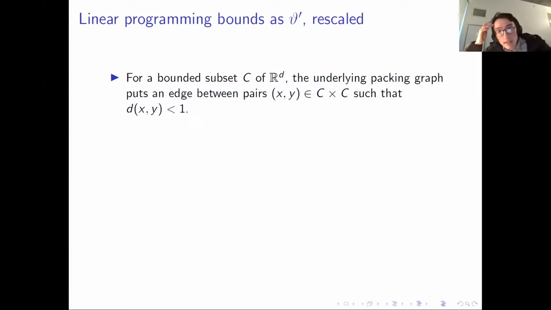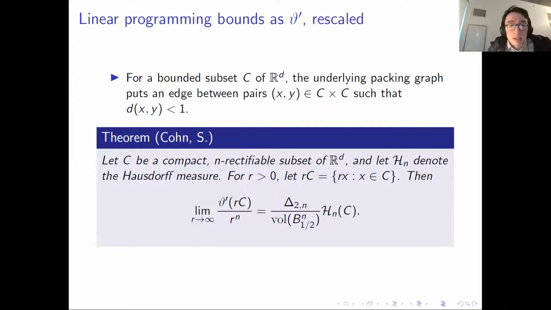Now, we'd like to relate this to sphere packing. So what we're going to do is take a bounded subset and rescale it and get some limiting result where the linear programming bound is a universal constant. So for a bounded subset C, we can take an underlying packing graph where the independent sets in that packing graph are going to correspond to sphere packings with centers on the bounded subset with radius 1/2.